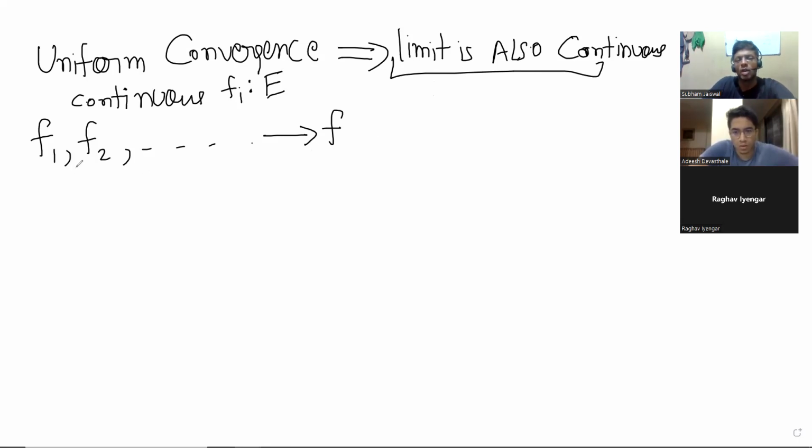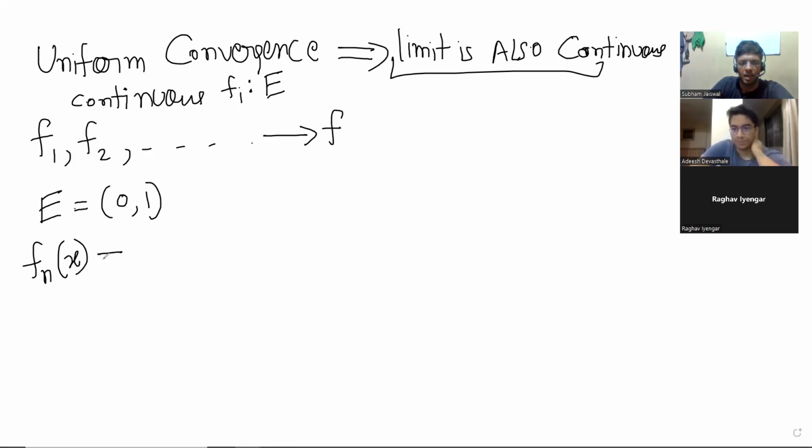No problem. Let's take an example. Let's take E to be the open interval 0 to 1, and let's take f_n to be a simple example, x to the n. Now, first of all, what should f be in this case?